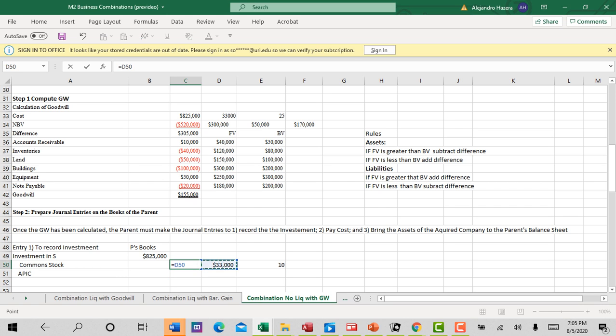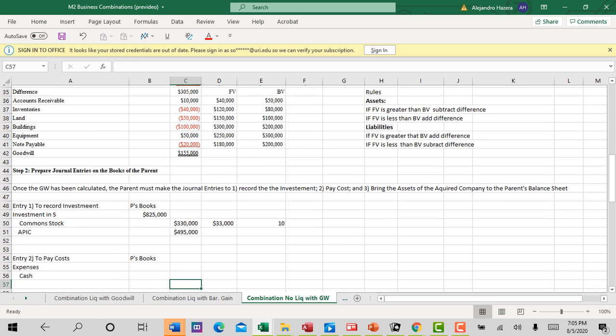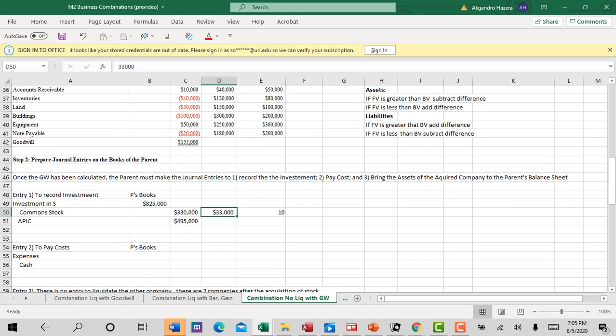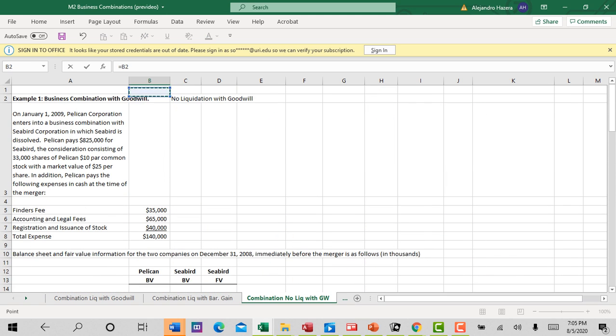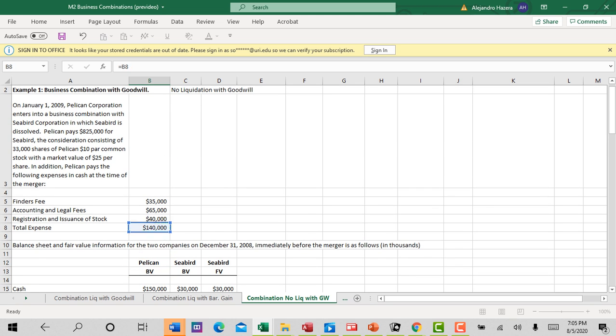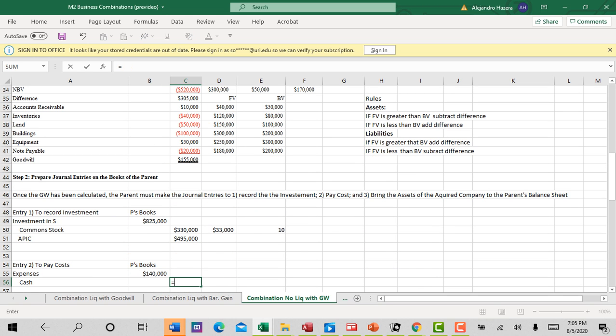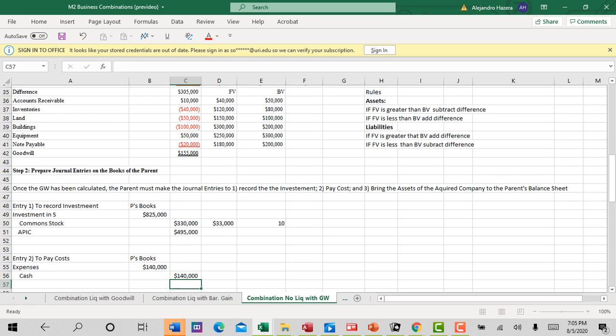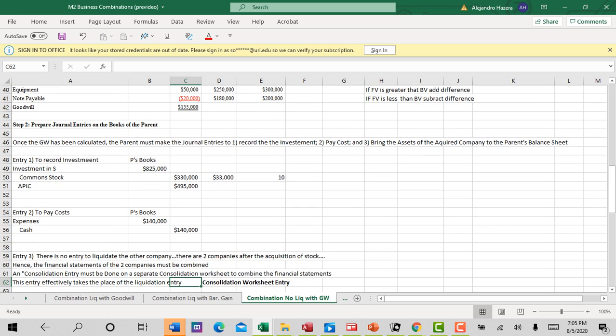That's 33,000 times 10, 330,000. And the difference is the investment less that. So that's the correct entry. Okay, these are shares, not dollars. We'll have to get back to that. In our expenses, we're going to debit expenses for whatever our expenses are. Our total expenses were 140,000, and we paid cash of 140,000. So those are the two things that P has to do.